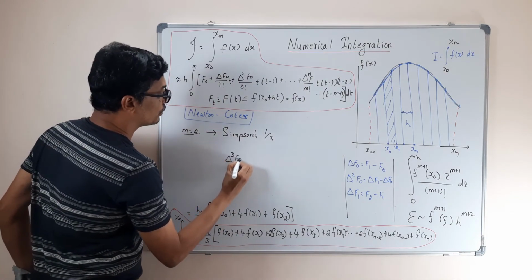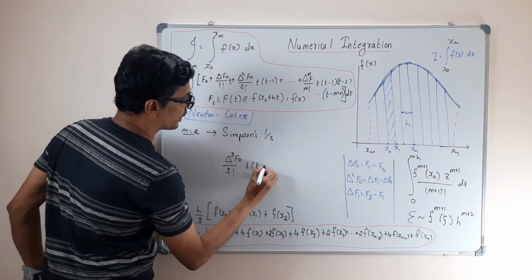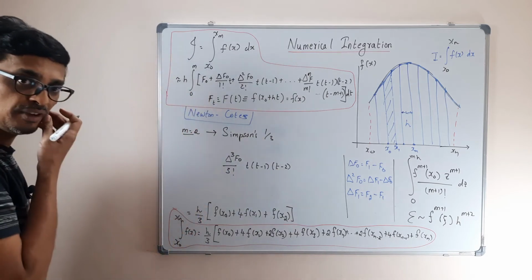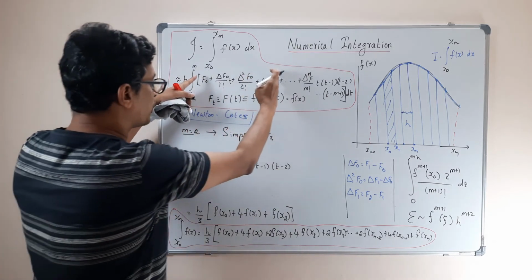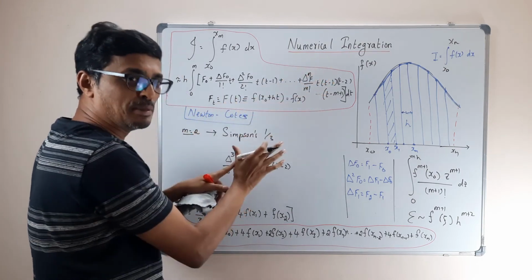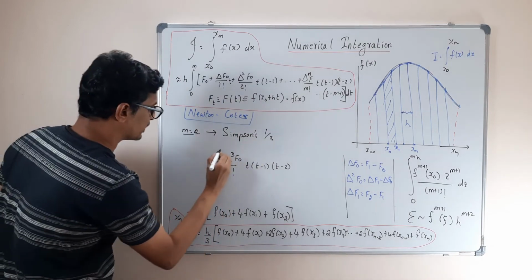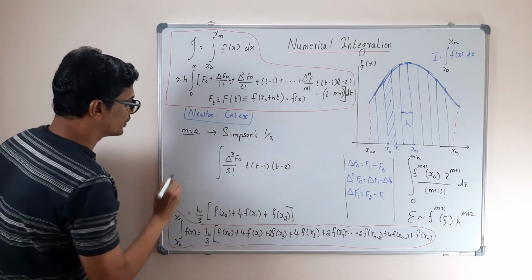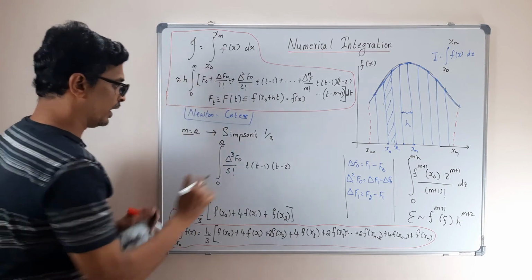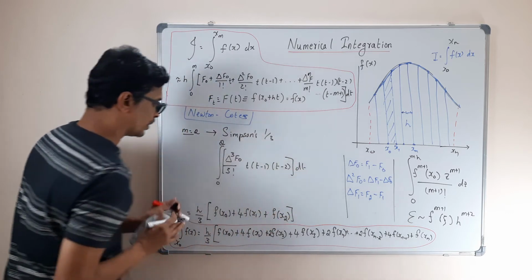Del cube f0 by 3 factorial t into t minus 1 t minus 2. So this is the term we truncate up to here. We didn't take the next term. Suppose we consider that term, let us assume that term is valid. So if we perform this integration from 0 to 2, this will be dt.